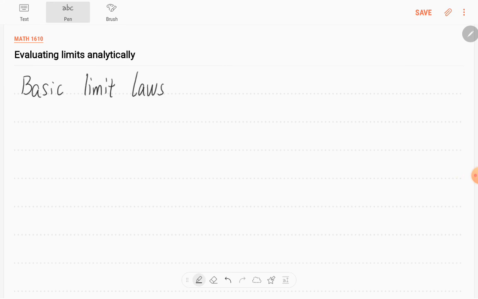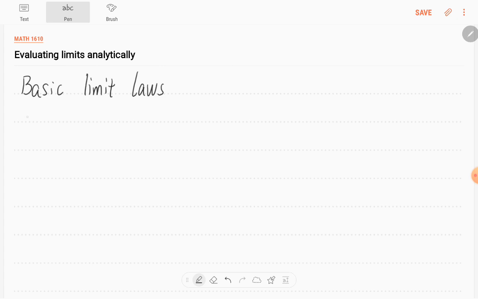So the question is if we can develop some algebraic way to find the limits quickly without plugging in numbers and knowing the graph. How do we do that? Yes, the answer is yes. We can develop some laws. Okay, so here are some basic limit laws.